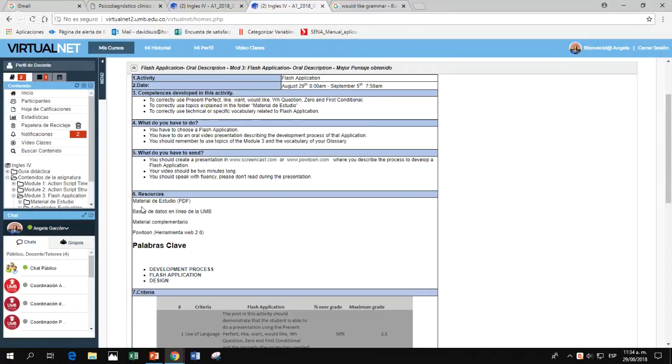And finally, you are going to find material de estudio, bases de datos, material comunitario y about.